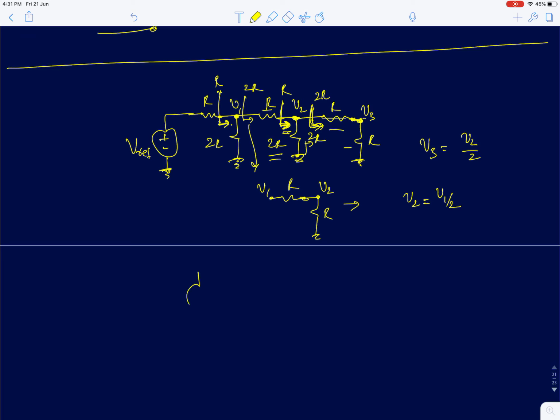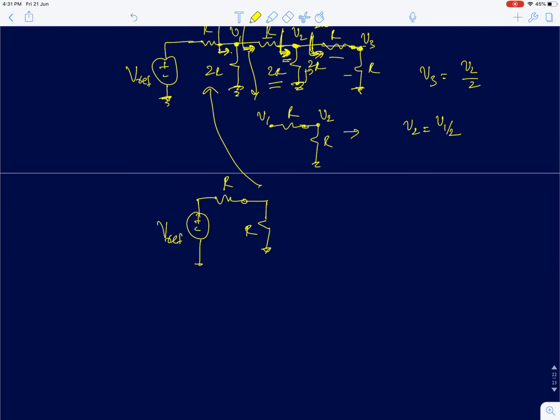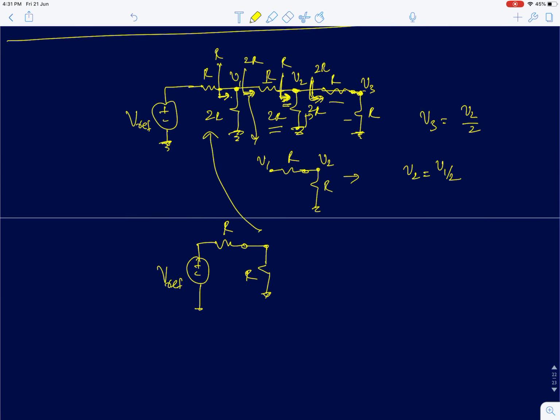So now I'll draw the point where we start at Vref, and this is R. So the equivalent resistance at this point is R, because you had a 2R at this point and there is a resistance of 2R at this point. So the parallel equivalent of that is R. So the voltage V1 is simply Vref by 2.